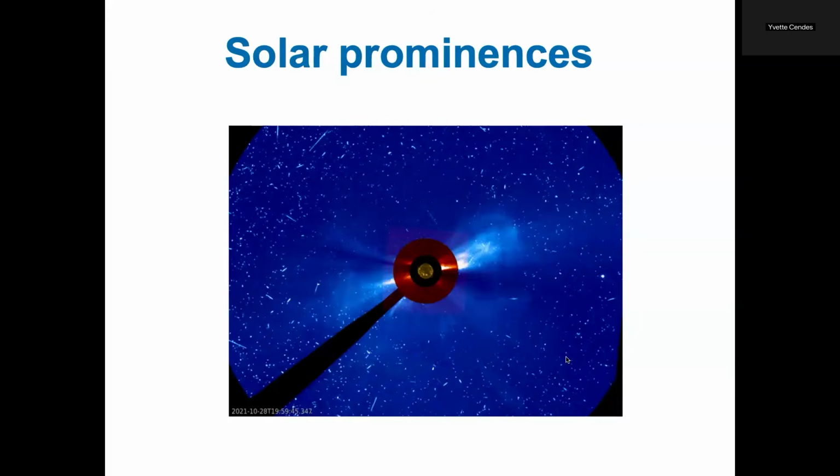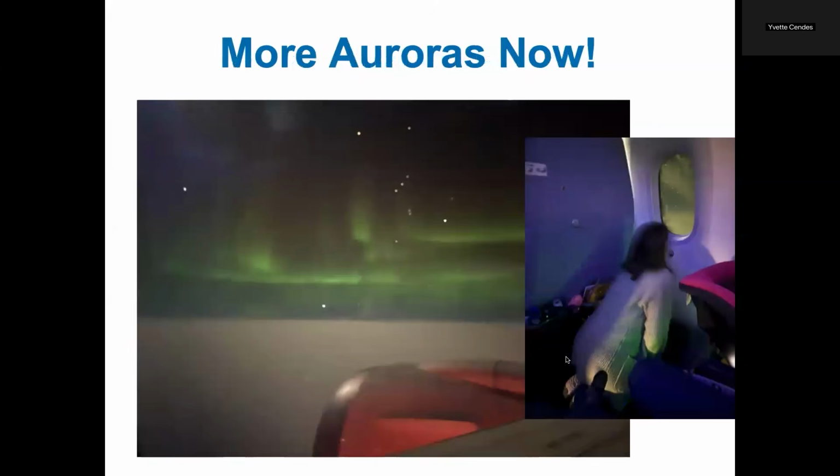But sometimes it happens. So what that ends up meaning is you have more auroras now if you keep an eye out on these things, looking especially toward the north.